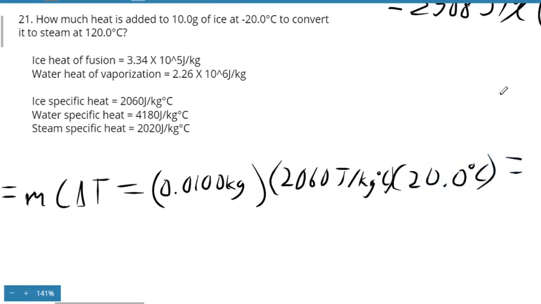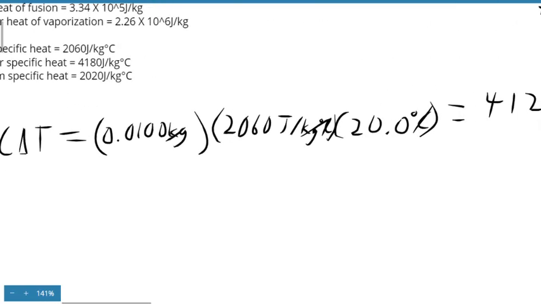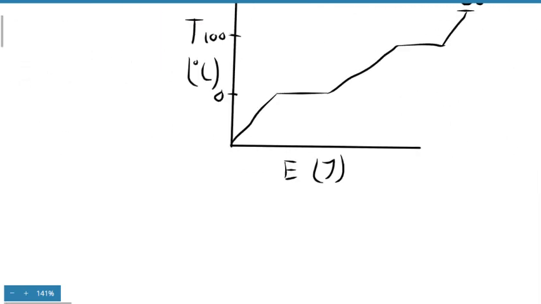And then we just expand everything. 0.01 times 2060 times 20. We get 412. And the units, the Cs cancel out, and the kilograms cancel out. So we're left with joules. And it has 3 sig figs, so we don't need to do anything. I'll underline these values. So next, we're on this part right here.